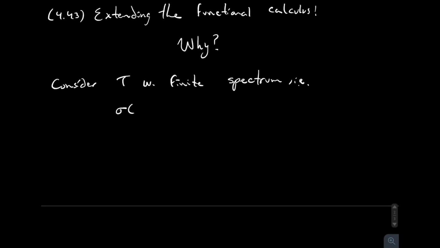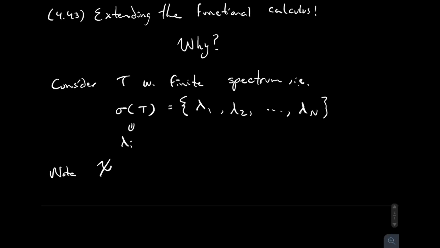Let T be a normal operator with a finite spectrum. That just means that the spectrum is some set of lambda 1 all the way up to lambda n. So let lambda i be in the spectrum and consider its associated characteristic function, which we'll write chi sub the singleton of lambda i. And given a complex number z, it spits out 0 if z isn't equal to lambda i, and 1 when it is.